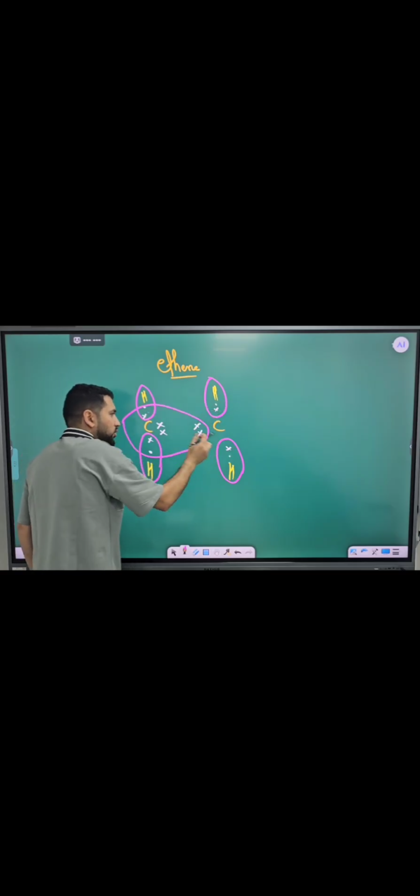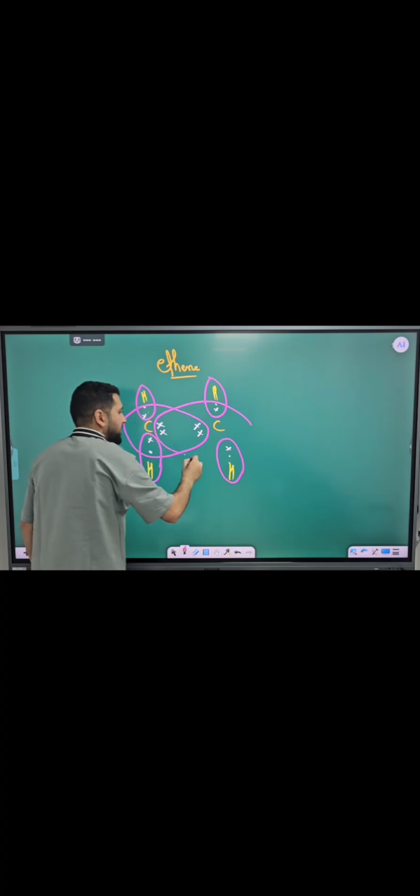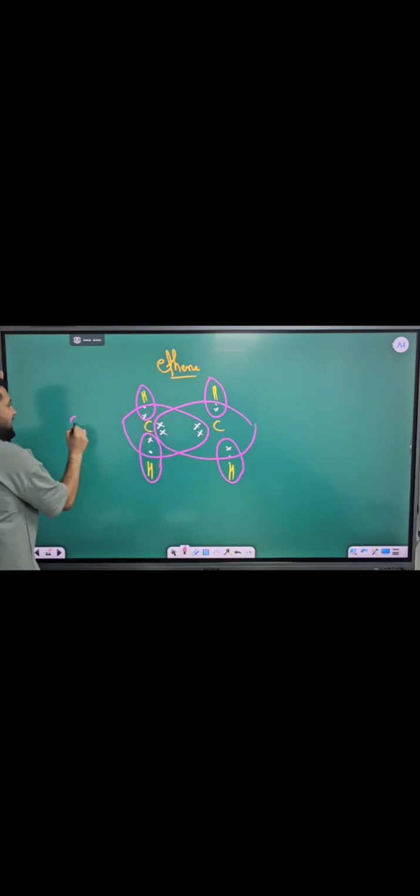This carbon has 2, 4 and 4 from this side, right? Because guys, this carbon has a single bond with the hydrogen. Single bond means one pair of electrons is being shared. But between carbon and carbon there is a double bond. Double bond means how many pairs of electrons they are sharing? 2 pairs of electrons they are sharing. In the same way guys, you can do it for others.